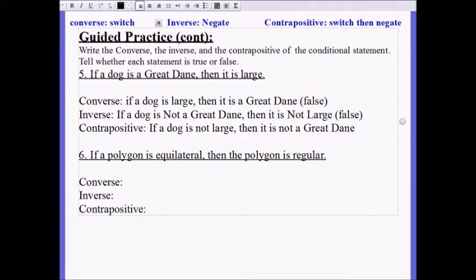Now look at what we just said. If a dog is not large, it is not a Great Dane. There is, in general, an understanding that if the conditional statement is true, then the contrapositive is also true. So basically what I'm trying to say is, if a dog is not large, then it's not a Great Dane. The dog is not large. A Great Dane has to be large. So this is also a true statement. Okay.